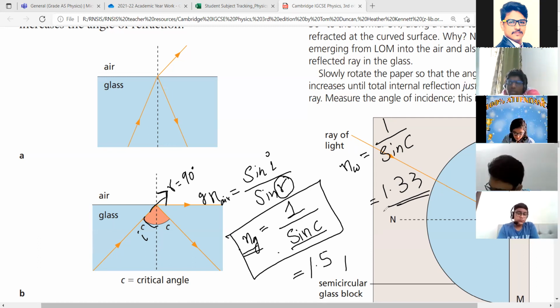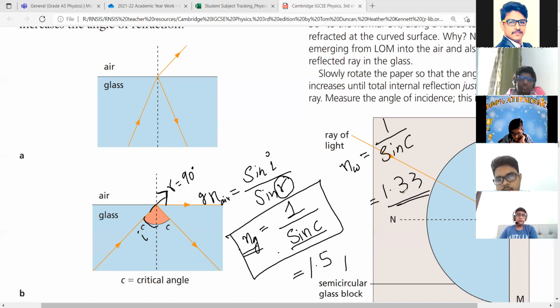That's right, it is very much near, so that's fine. This is how you will check your answers. If you want to be double sure, always remember for glass, the refractive index will come out to be 1.5. For water, it will be 1.33. Okay, sir. Thank you, sir.